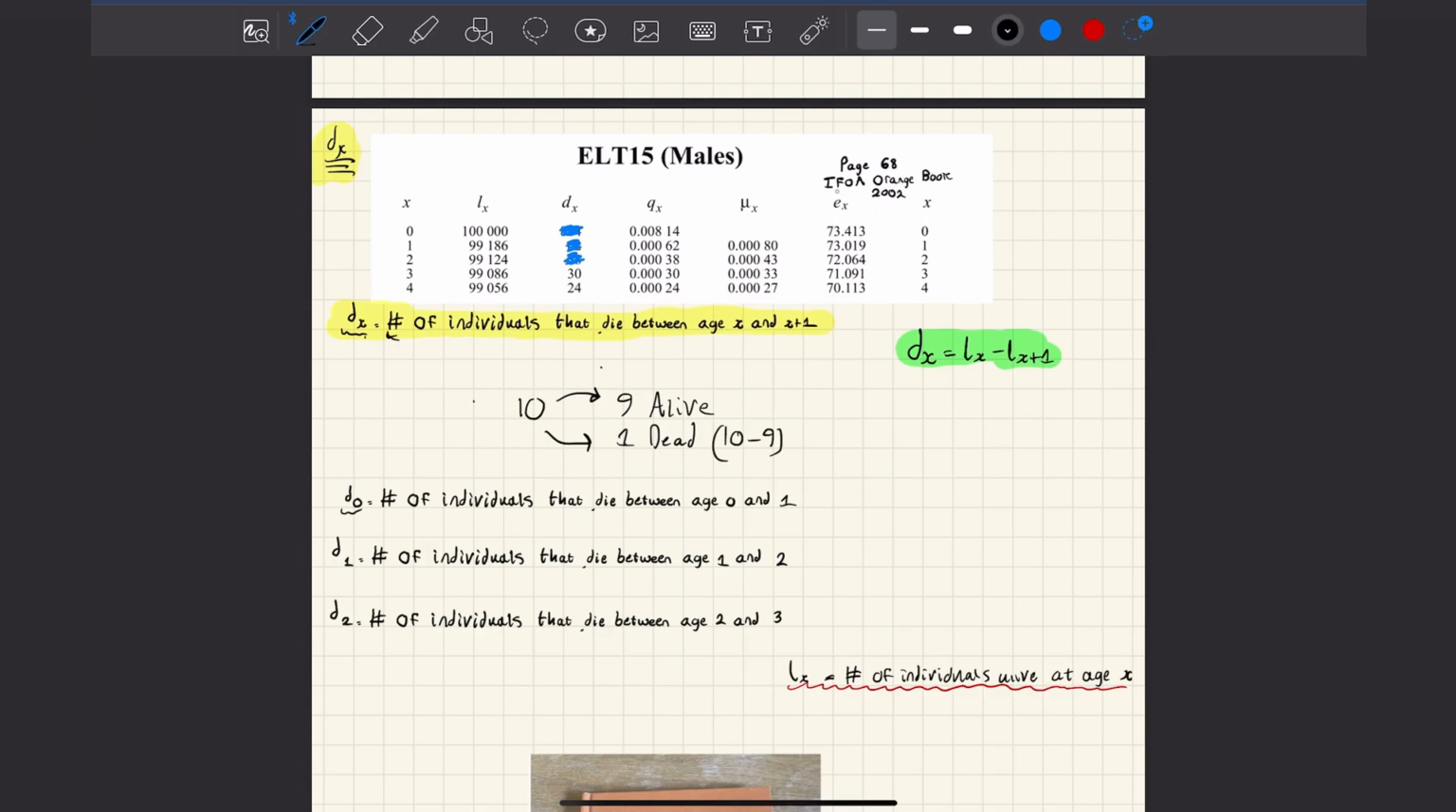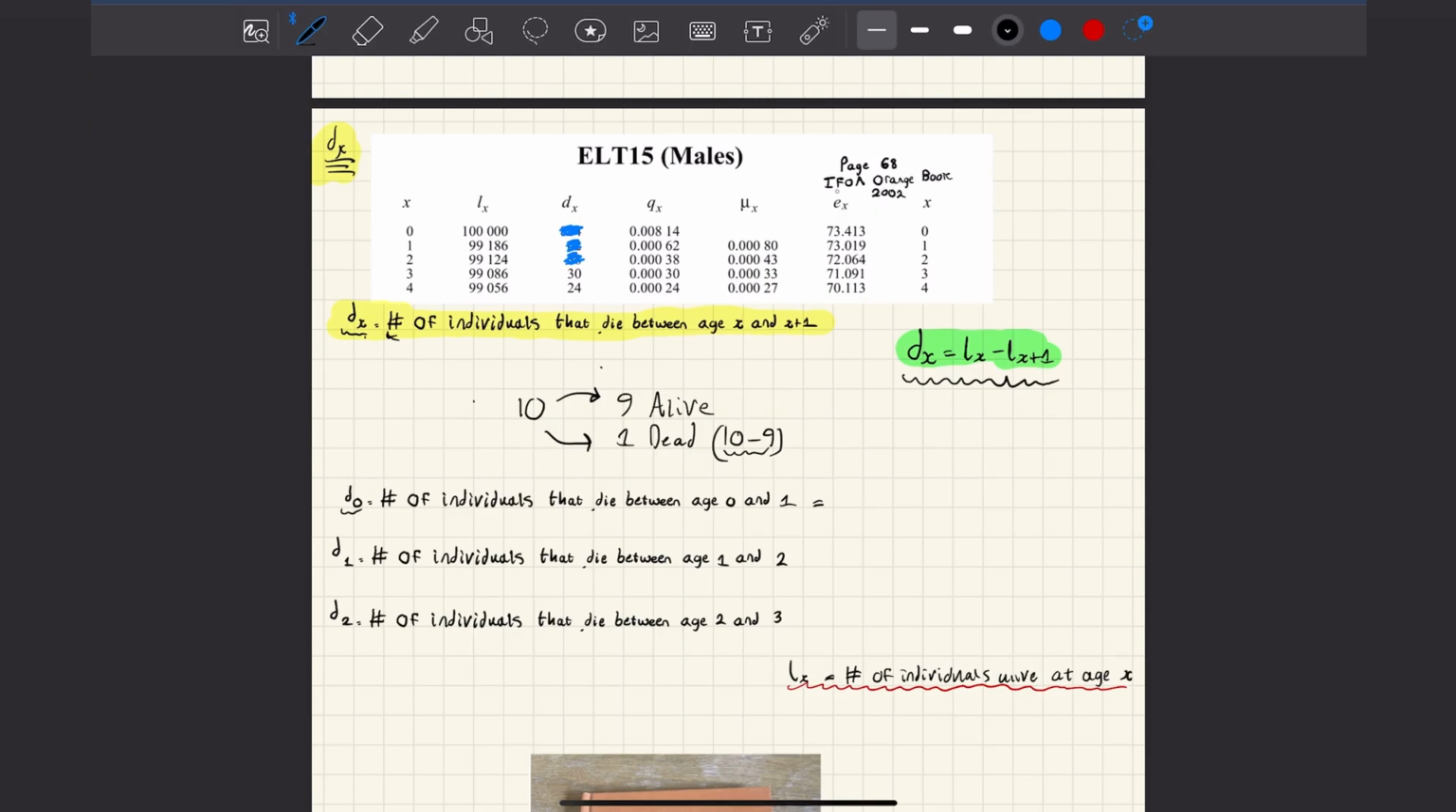DX is just trying to find the number of individuals that die between, for example, D0 would be the number of individuals that die between age 0 and 1. And the way that we calculate that is using this formula, DX equals LX minus LX plus 1. Just like the hospital example, we're just trying to find the difference in the counts. So D2 would be the number of individuals that die between age 2 and 3. D20 would be the number of individuals that die between 20 and 21, and so on.